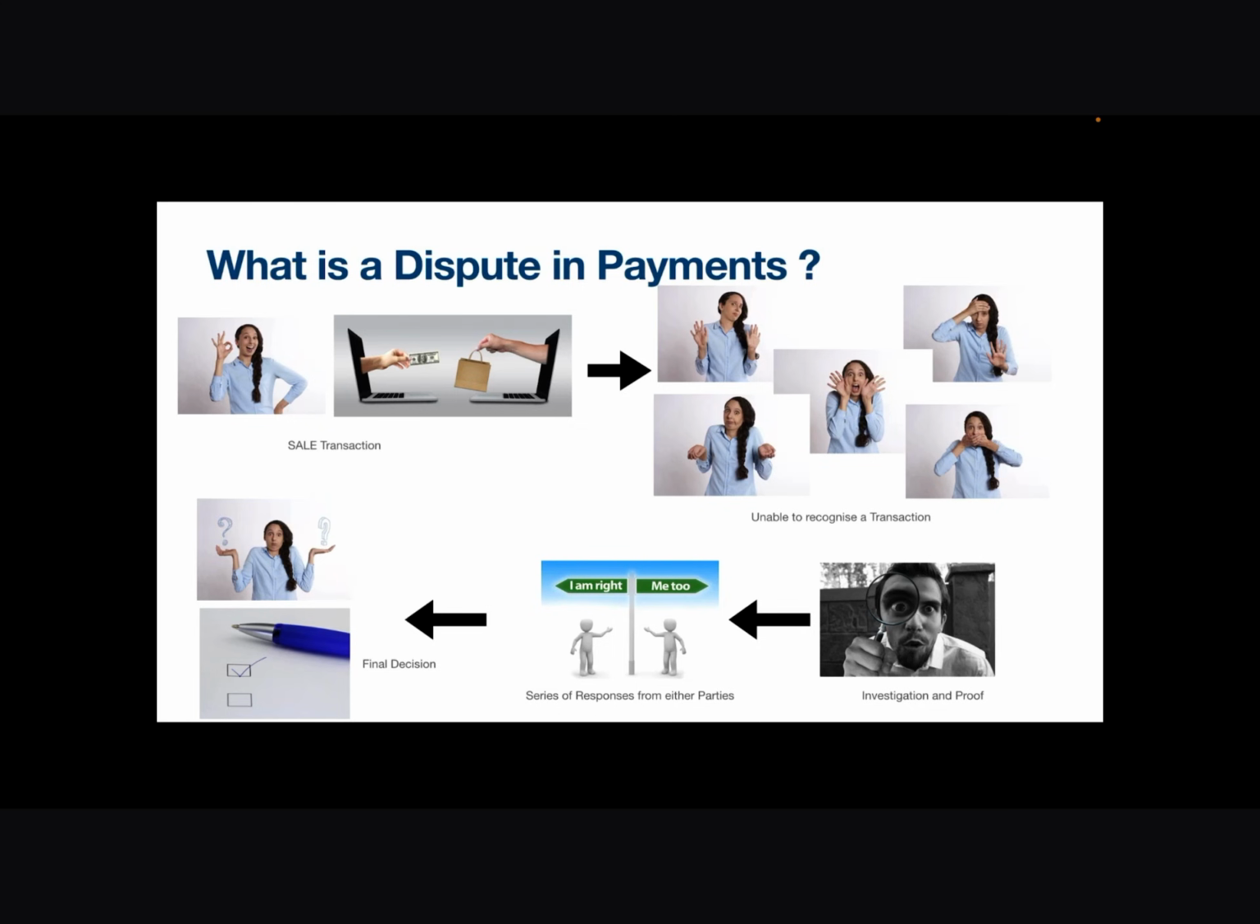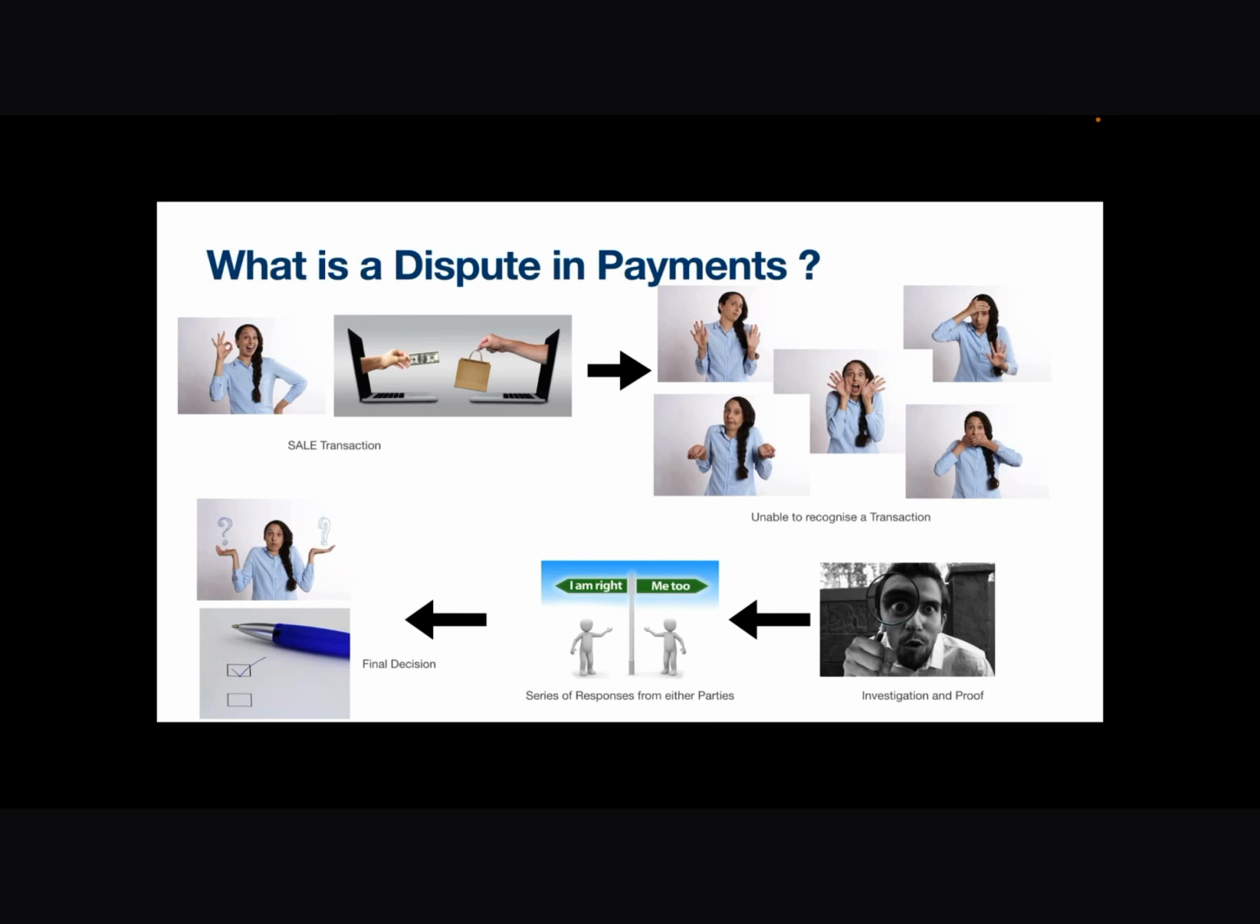The whole process is time taking. There are SLAs that every entity has to adhere to, but by and large, it's a time taking process. There is a series of responses from either party, from the acquirer to the issuer. Each of the parties tries to say that they have sufficient proof for their client. If it's a card issuing bank, it will say that I have sufficient proof for my cardholder. And if it's an acquirer, it will say that I have sufficient proof for the merchant.